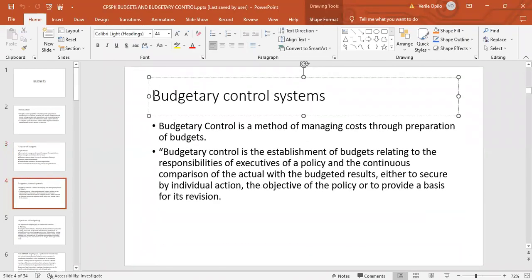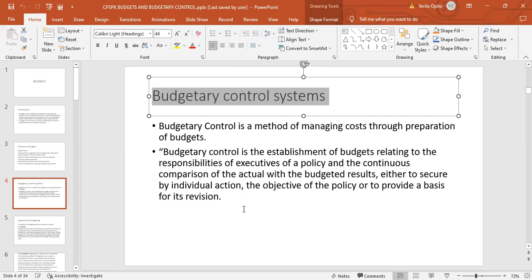Then the next thing that I need us to look at and define is what we call budgetary control systems. We can say that a budgetary control is essentially a method of managing costs through preparation of budgets. That activity of comparing what has been budgeted and what the actual results were, in order to identify any variances, in order to identify any discrepancies between what was expected and what was actually obtained, in order to devise a way forward, especially if you've not been able to achieve the target that was in the budget, is what we classify as a budgetary control.